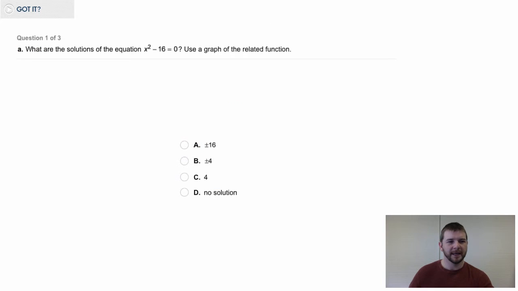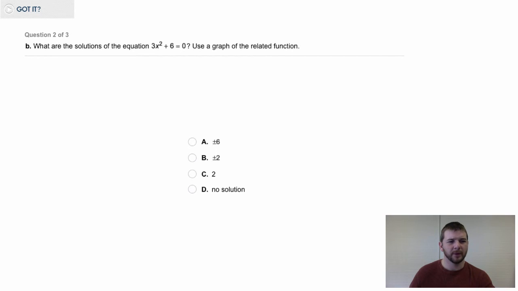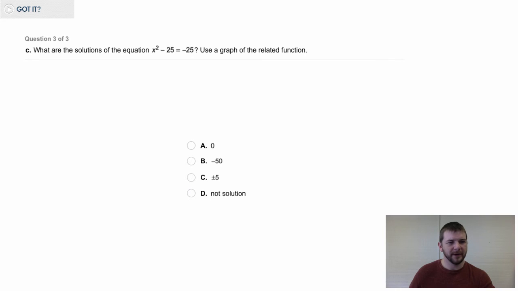And your first of three got it questions. What are the solutions of the equation x squared minus 16 equals 0? Use a graph of the related function. Work carefully and make your selection from the choices below. Question 2 of 3. What are the solutions of the equation 3x squared plus 6 equals 0? Use a graph of the related function. Work carefully and make your selection from the choices below. And got it, question 3 of 3. What are the solutions of the equation x squared minus 25 equals negative 25? Use a graph of the related function. Work carefully and make your selection from the choices below.